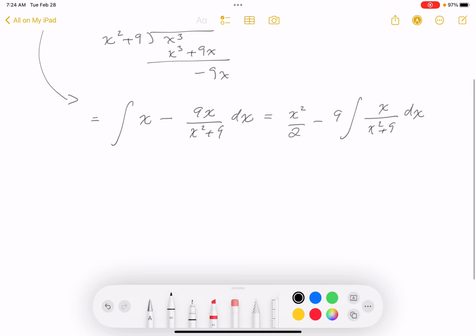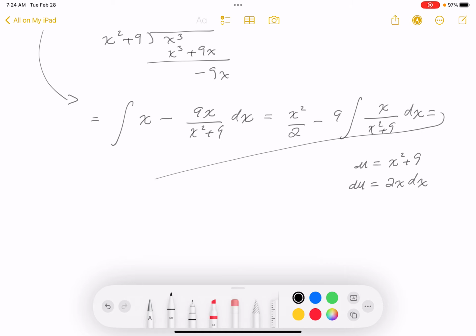I'm going to do a u substitution on it, and the u will be equal to x squared plus 9. What's du? du is going to be equal to 2x dx. Let's write this down. Keep going for it. This is equal over here. We got x squared over 2 minus 9. Give it a little star over here.